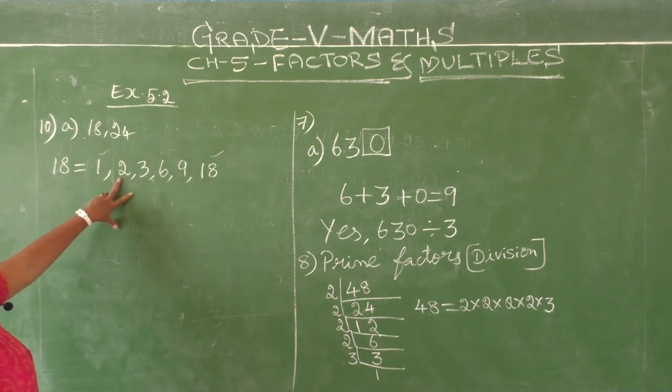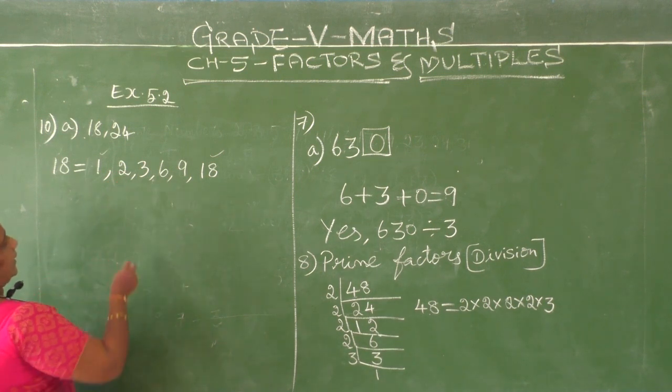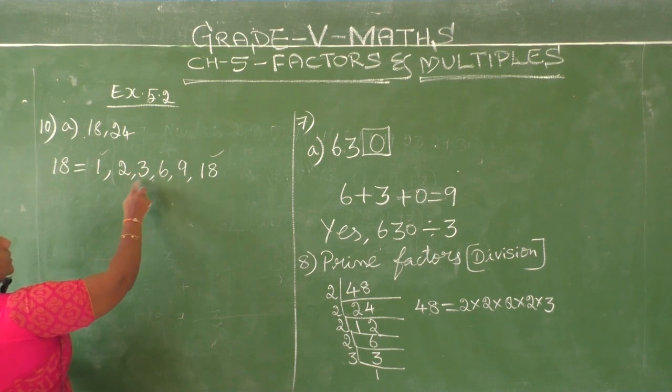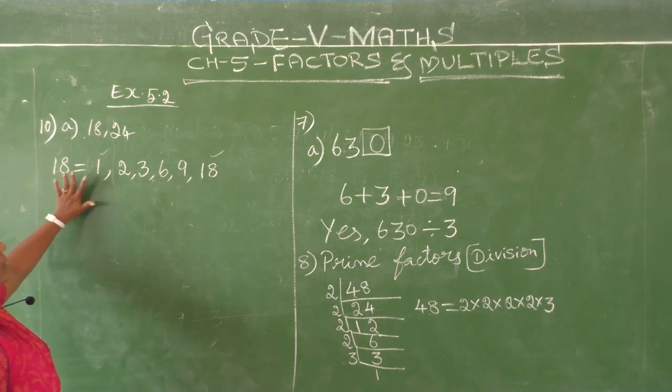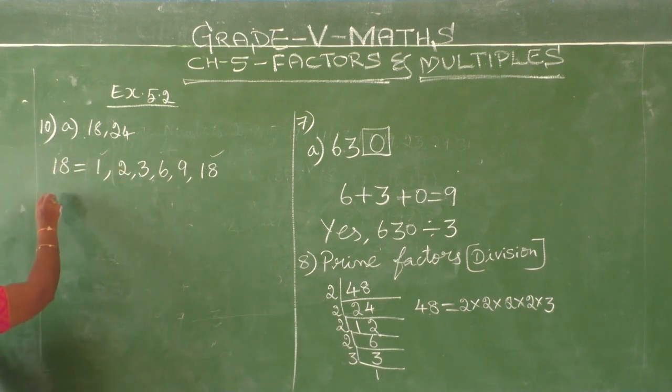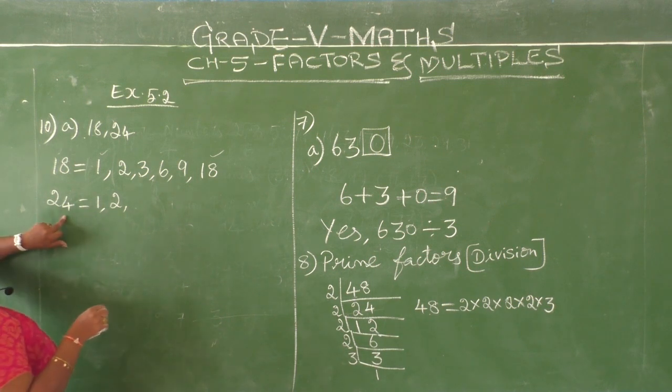Then 2 table means 9 2s are 18, so 9 and 18. Then 3 table means 6 3s are 18. So 3 and 6 are also factors of 18. Then I am going to write the factors of 24. So 1 definitely will come. Even number means 2 also will come. Then 3 also will come, no?